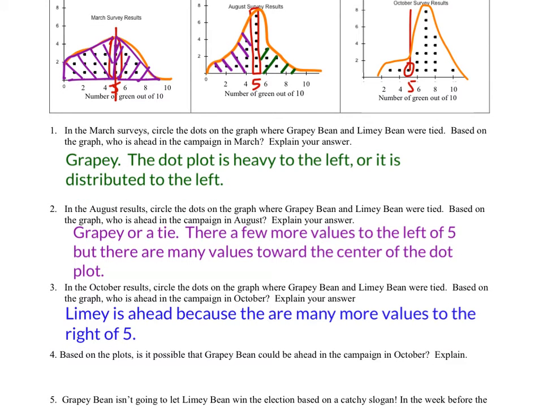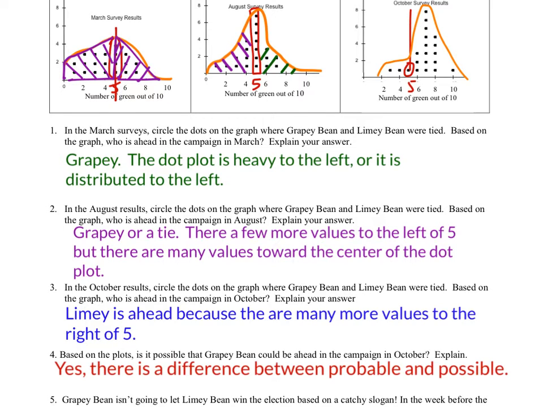Alright, based on the plots, is it possible that grapey bean could be ahead in the campaign in October? Oh yeah, it would be yes. There's a difference between what is probable and also what is possible. Very different.